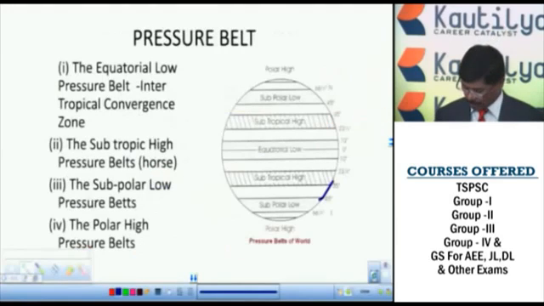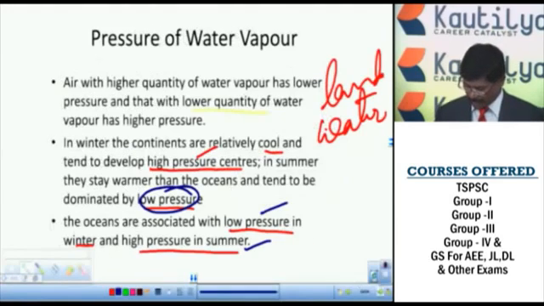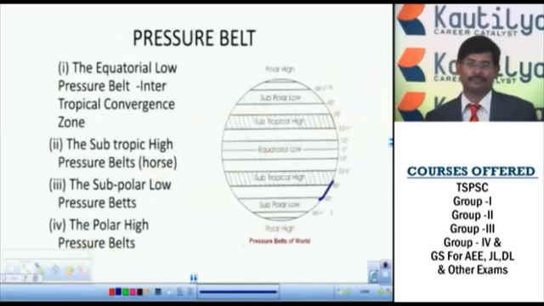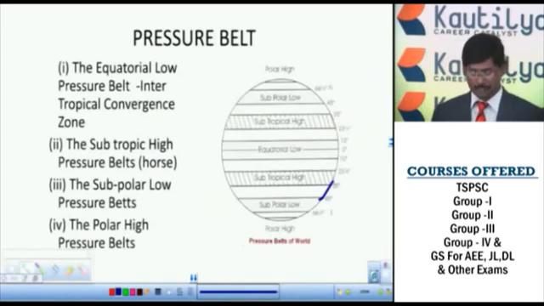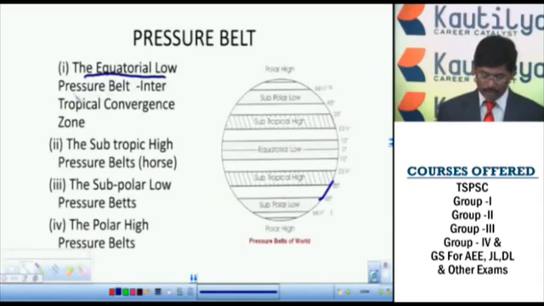The next one, the pressure belts. See, atmospheric pressure belts here. There are different atmospheric pressure belts. Mainly there are 4 types of atmospheric pressure belts. What are the 4 types? First one, we know, the equatorial low pressure belt.